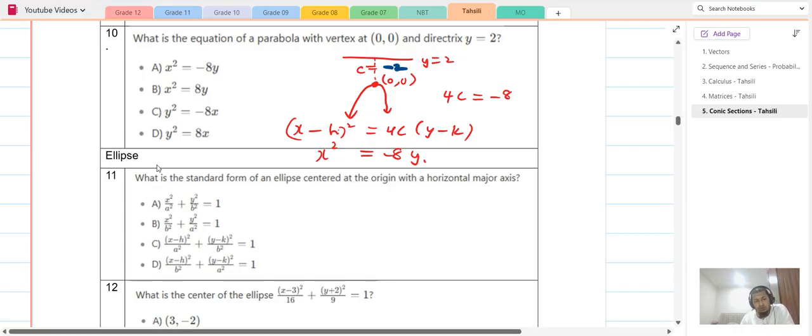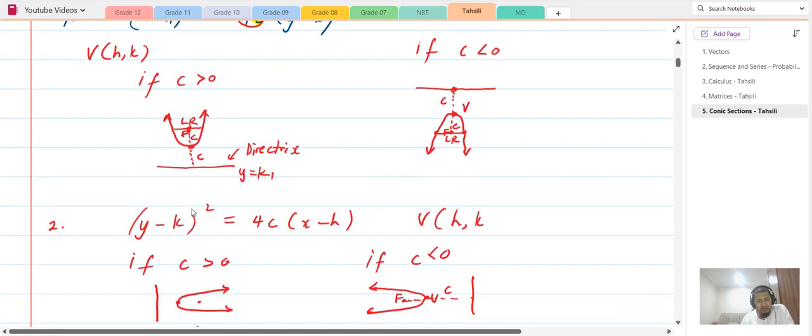Now we move on to ellipse. So what is an ellipse? Let's do some notes for ellipse.